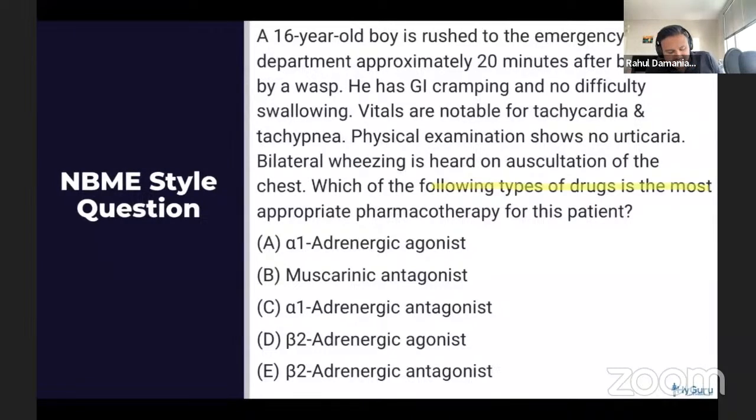Which of the following types of drugs is the most appropriate pharmacotherapy for this patient? A 16-year-old boy is rushed to the emergency department approximately 20 minutes after being stung by a wasp. He has GI cramping and no difficulty swallowing. Vitals are notable for tachycardia and tachypnea. Physical exam shows no urticaria. Bilateral wheezing is heard on auscultation of the chest. Which of the following types of drugs is the most appropriate pharmacotherapy for this patient? A, alpha-1 agonist, B, muscarinic antagonist, C, alpha-1 adrenergic antagonist, D, beta-2 adrenergic agonist, or E, beta-2 adrenergic antagonist.